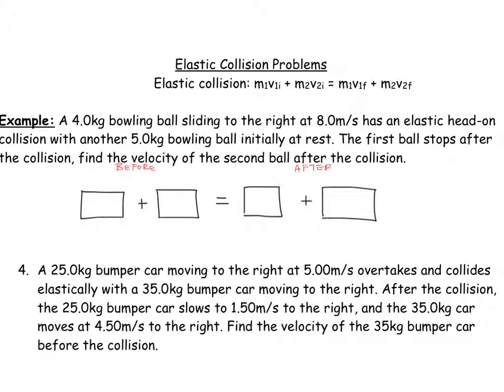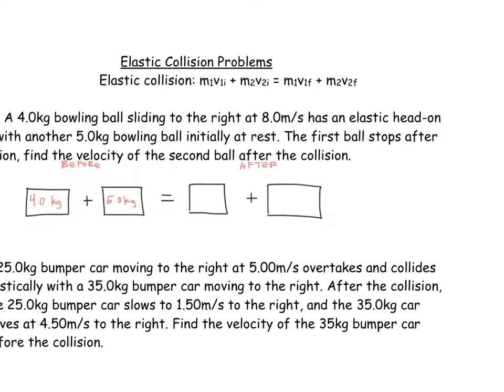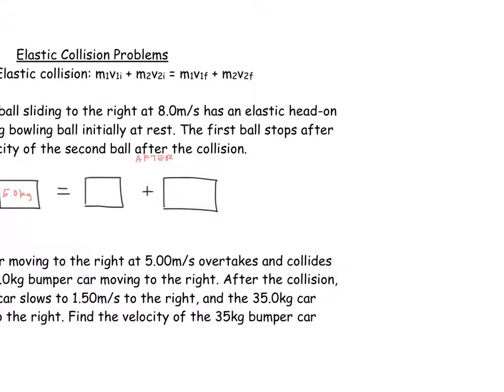Okay, so what's going to go inside the boxes is the mass of each. I've got a bowling ball of 4 kilograms. So inside the first box on the left, I'm going to write the mass of 4.0 kilograms. The second bowling ball has a mass of 5 kilograms. Now their masses will not change. So even though they collide with one another, their masses will not change. So this is again 4 kilograms, and this is a mass of 5 kilograms.